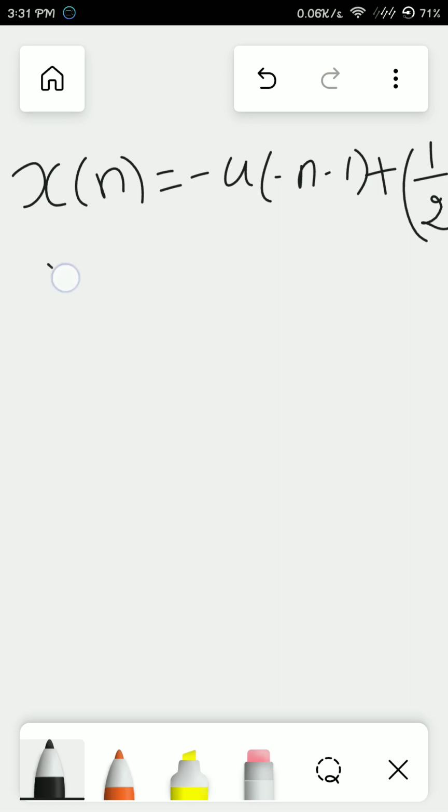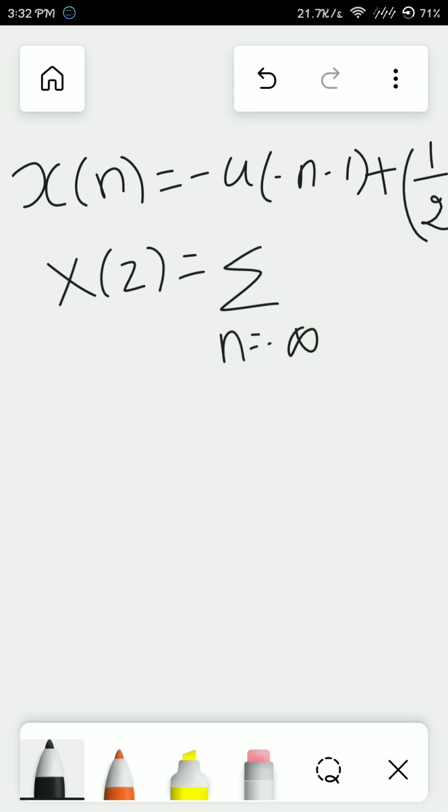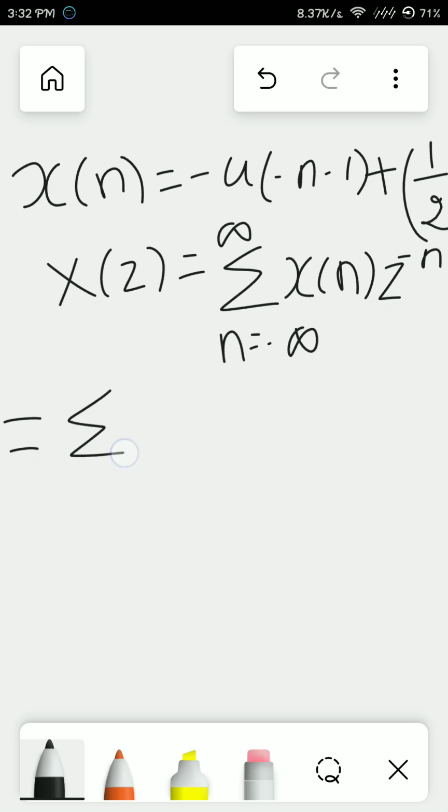Before that, let me take my X of z formula, which is where we have to start. That is, the summation for n equal to minus infinity to infinity of x of n into z to the power of minus n. The next thing you are supposed to do is substitute the given x of n into this X of z expression.